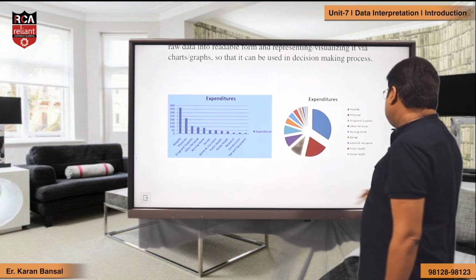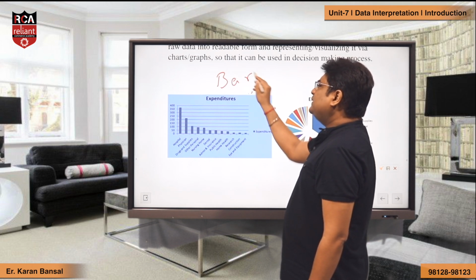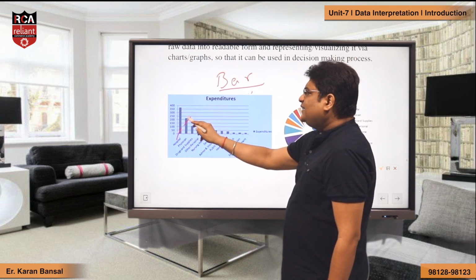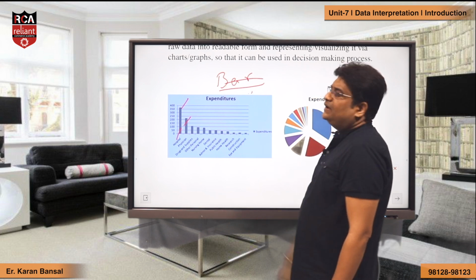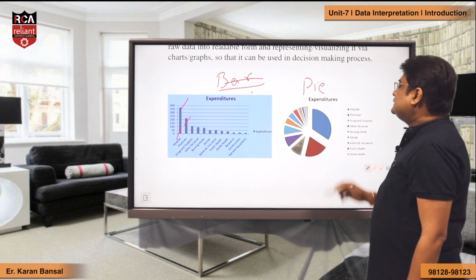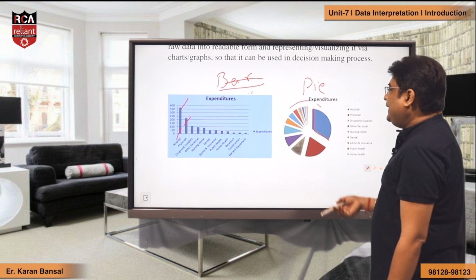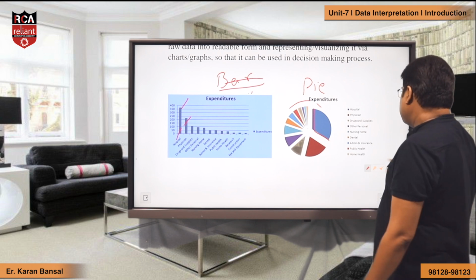This particular chart is known as a bar chart. The name is very simple, it suggests the various heads are represented as bars. That is why it is called a bar graph. This is known as a pie chart. The different components are parts of a pie, they are basically slices of a pie, so that is why it is known as a pie chart.